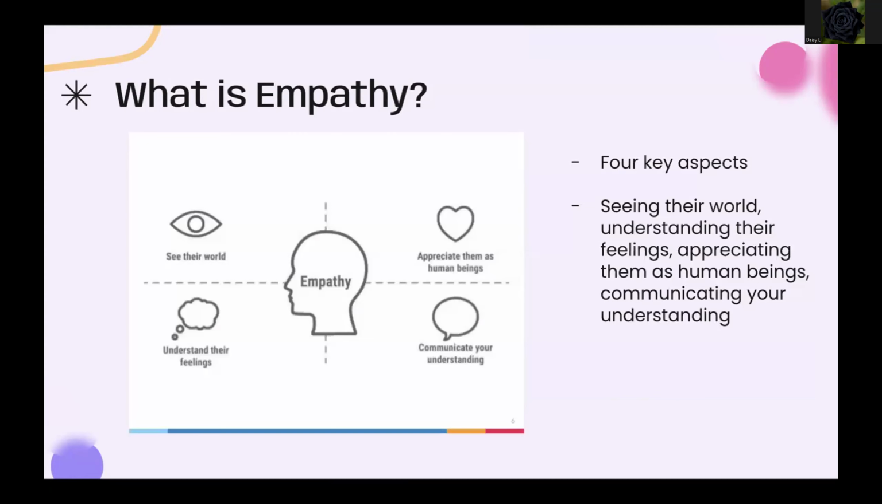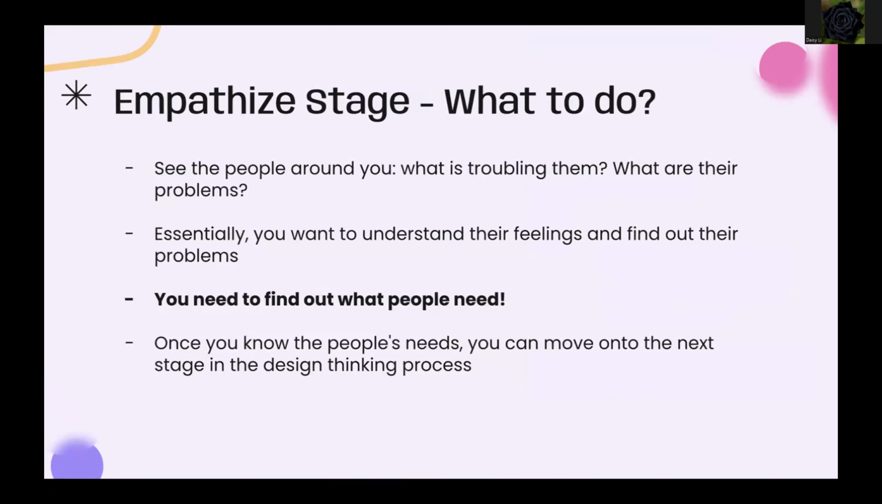Empathy consists of 4 key aspects: seeing their world, understanding their feelings, appreciating them as human beings, and communicating your understanding. What to do in the empathize stage? Well, see the people around you. What is troubling them? What are their problems? Essentially, you want to understand their feelings and find out their problems. You need to find out what people need.